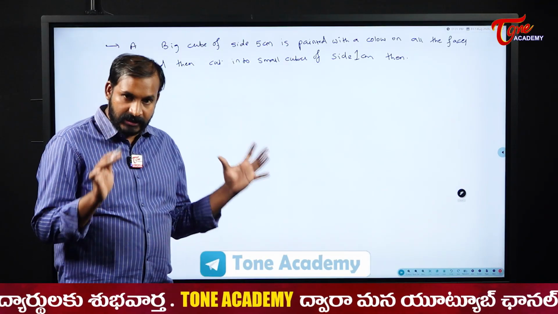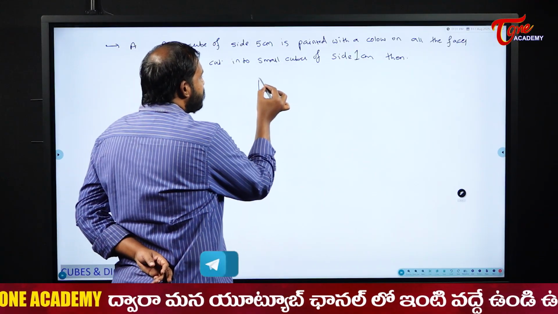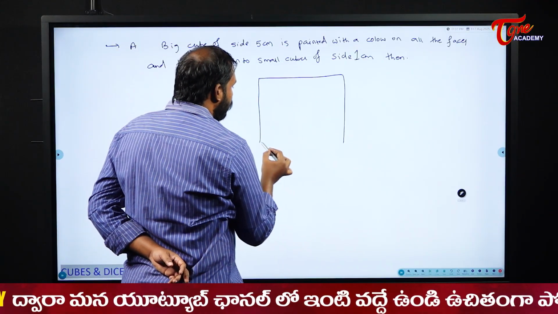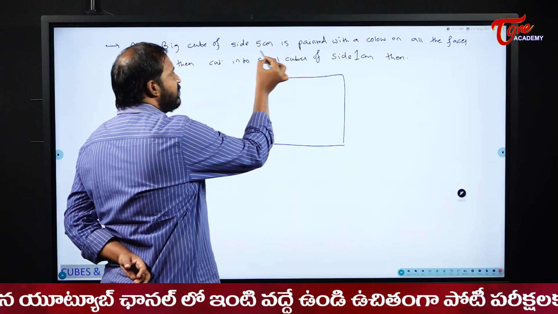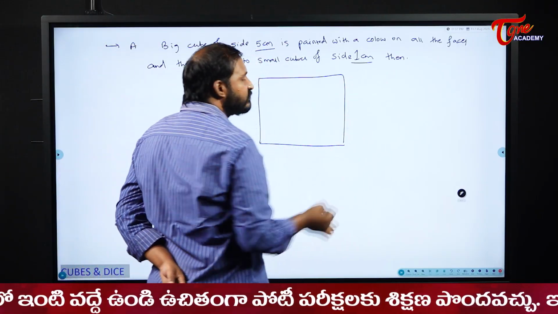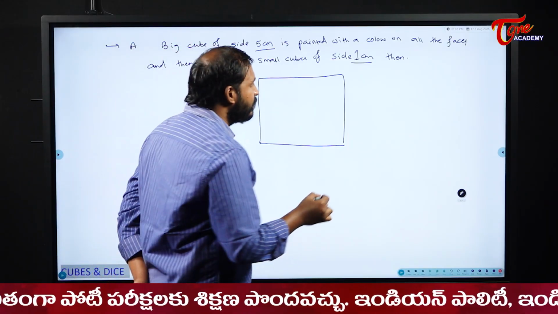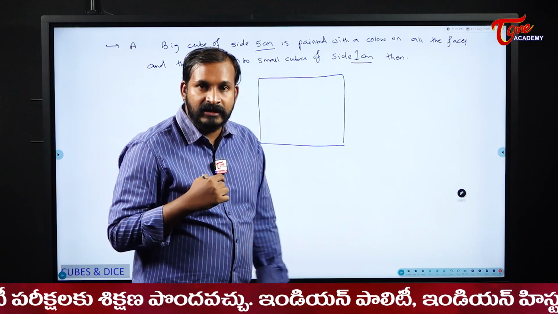Now see here, there is a bigger cube. It was cut into small cubes. See here, students. What is the actual side of the bigger cube? 5 centimeters, as clearly mentioned in the question. Next, it was made into small cubes of side what? 1 centimeter. That means how many cubes? First of all, tell me how many cubes will be formed here.